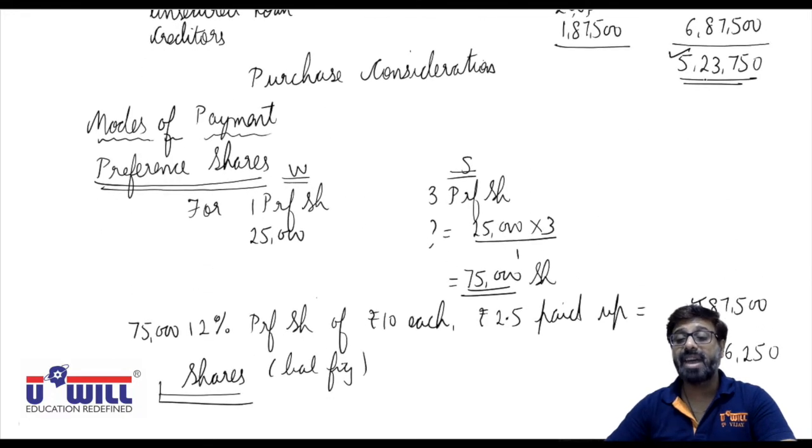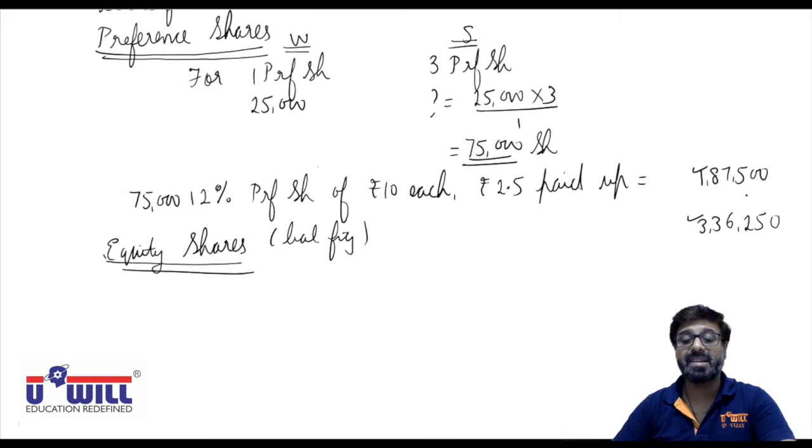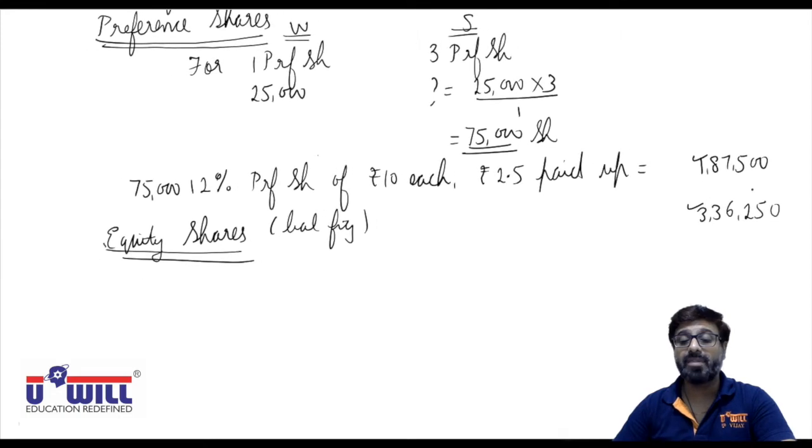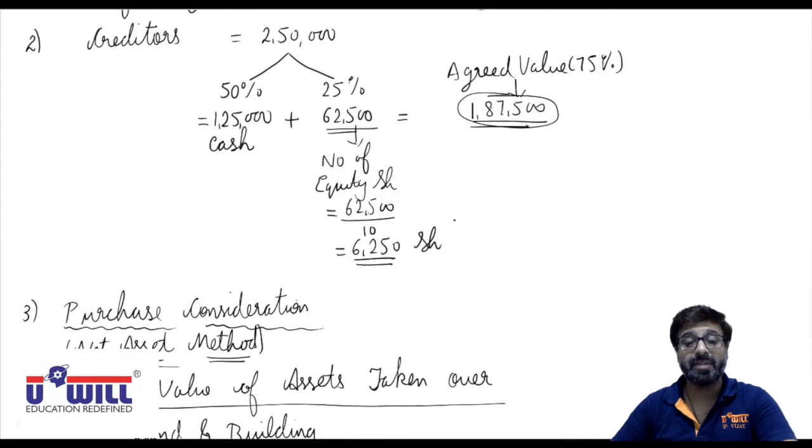I repeat, 5,23,750 minus 1,87,500 of preference shares. So what we will give in equity shares is 3,36,250.